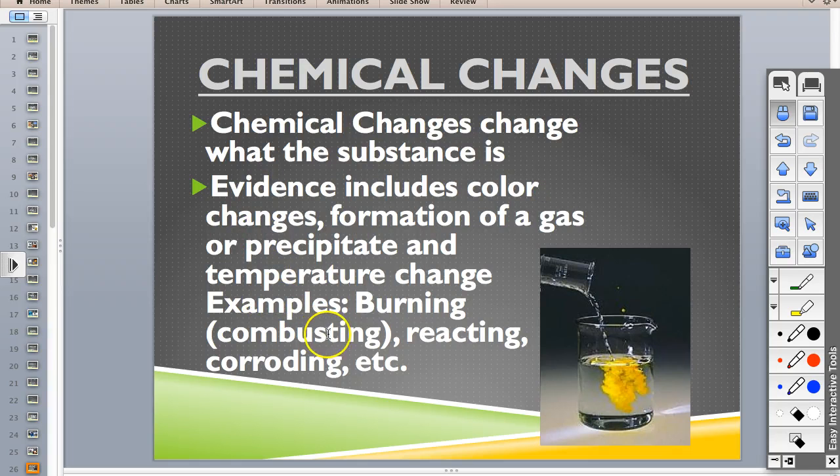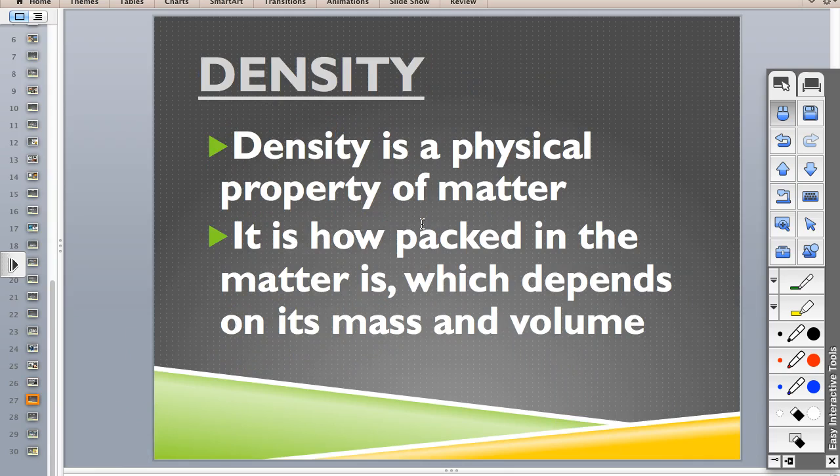Like I said, when we do this lab on Monday and you have to provide the evidence for each one, we're going to rotate through stations. Each of them has evidence of whether it's a physical or chemical change. These are the pieces of evidence you're looking for in a chemical change. So density is a physical property. It is constant, just like boiling point and melting point, for a substance.